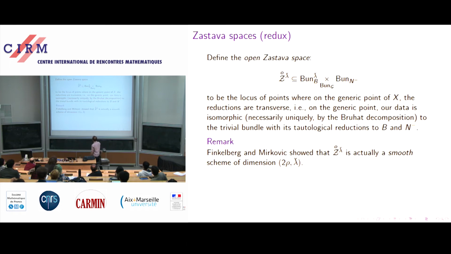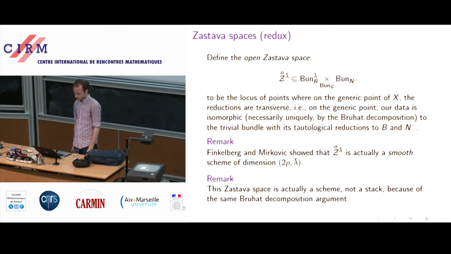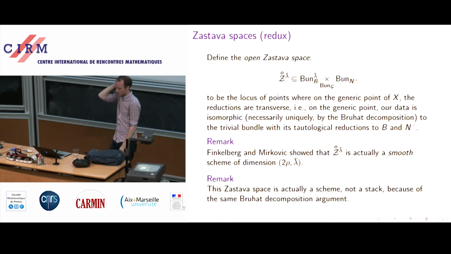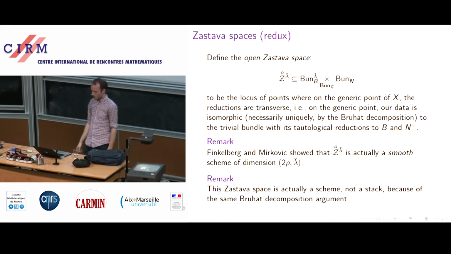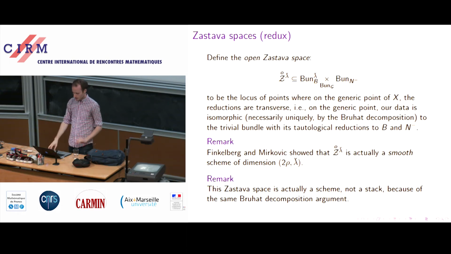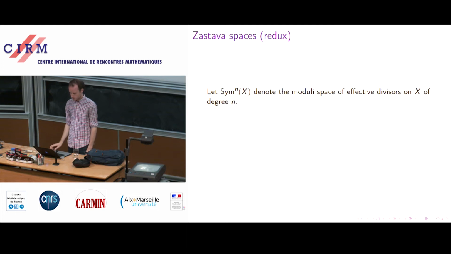OK, so Finkelberg and Mirkovic showed that the open Zastava space Z0 lambda check is actually smooth, and its dimension is twice the number we saw before. And moreover, just because of this Bruhat decomposition, because it's a point and not a stack at the generic point, the Zastava space is actually a scheme, which is a nice feature.